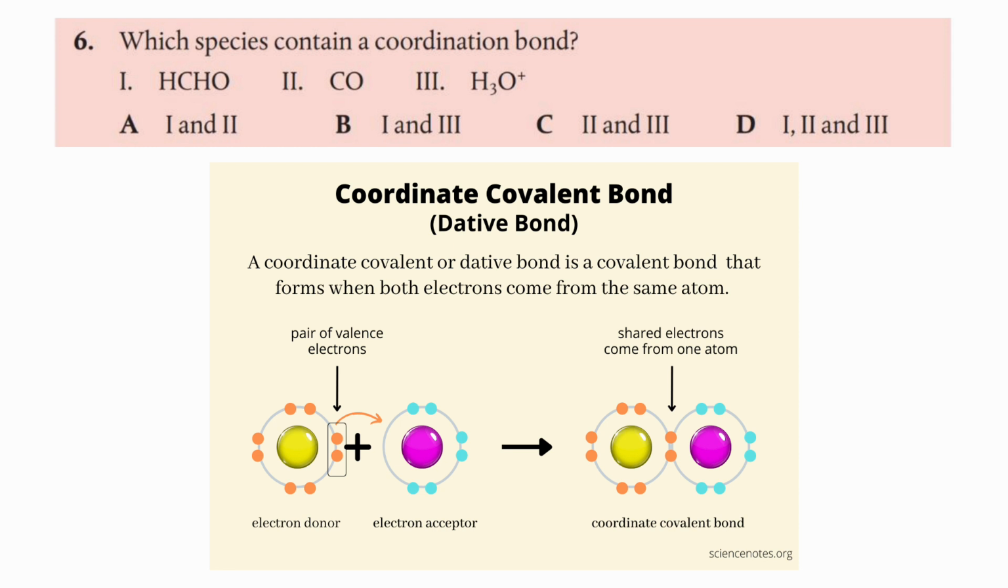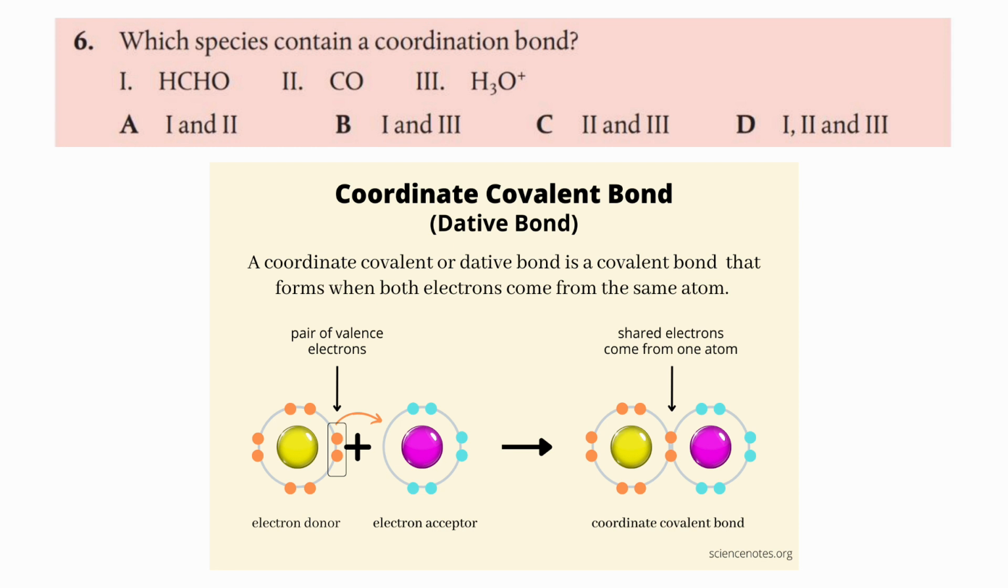All right, so number 6 talks about a coordination bond. IB uses 3 different terms for this type of bond. Make sure you write it in your notes because you never know which one they're going to use. They call it a coordination bond. They also call it a coordinate covalent bond, and it's also called a dative bond. So all 3 of those terms can be used interchangeably, so make sure you know those 3 terms.